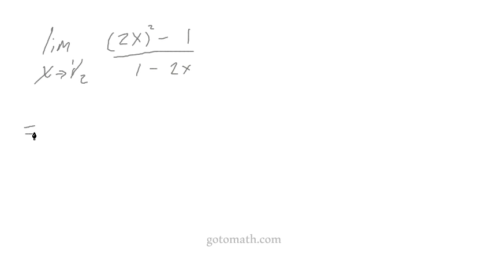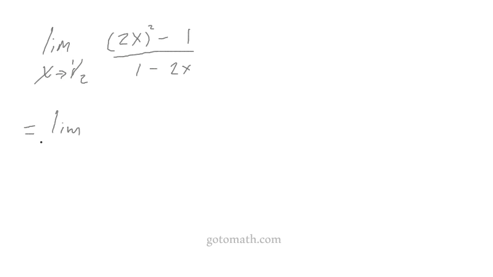So we have the limit as x approaches, let's say, a half, of 2x quantity squared minus 1 over 1 minus 2x, I believe that was 2x, wasn't it? And of course, when we plug a half in, we get 0 over 0. So what we're going to want to do is factor this guy.